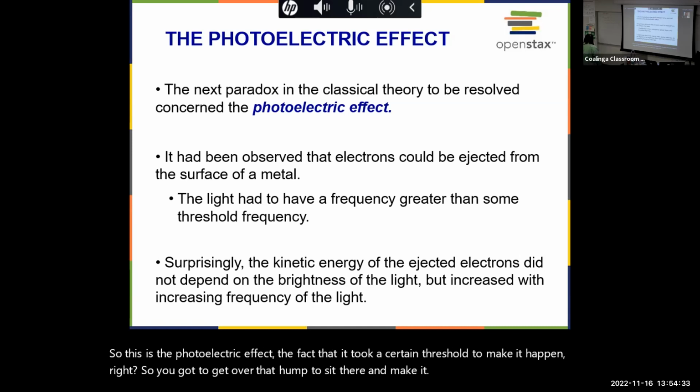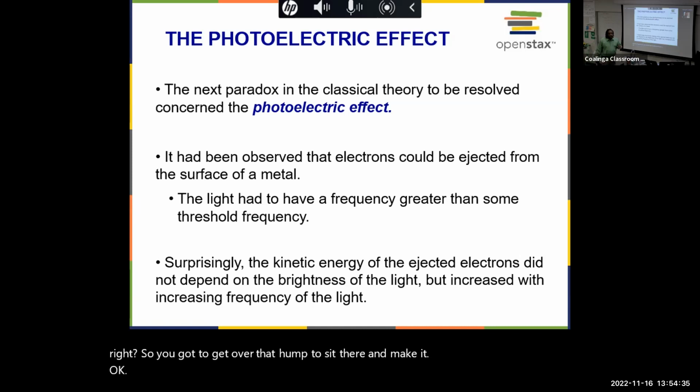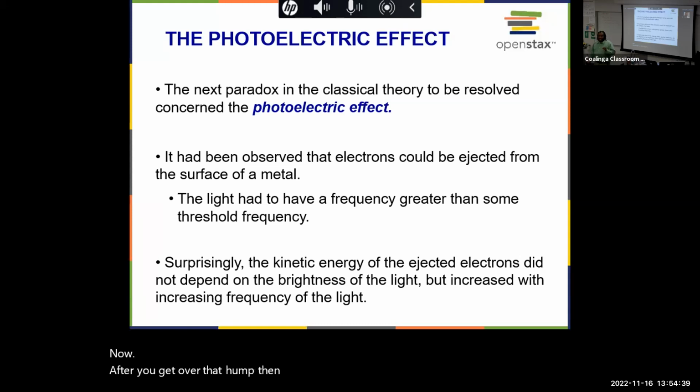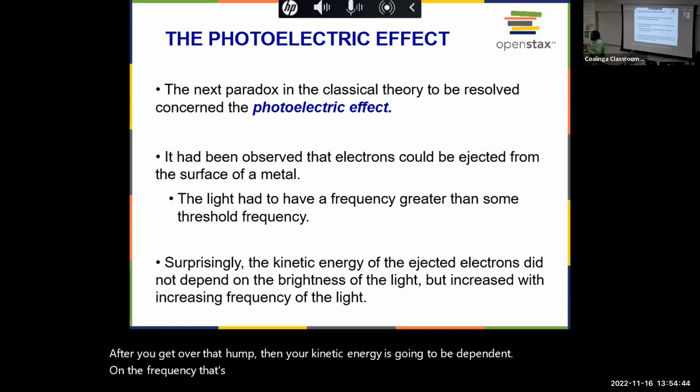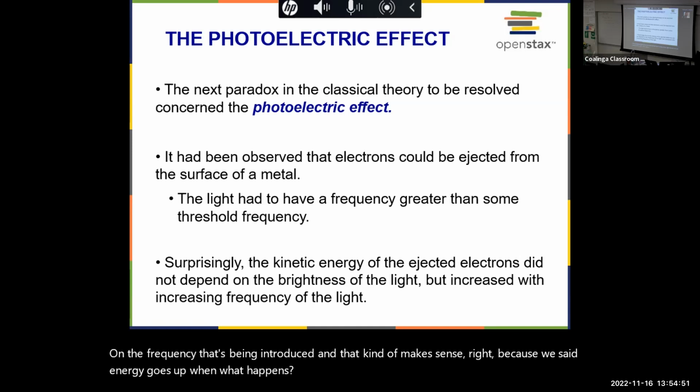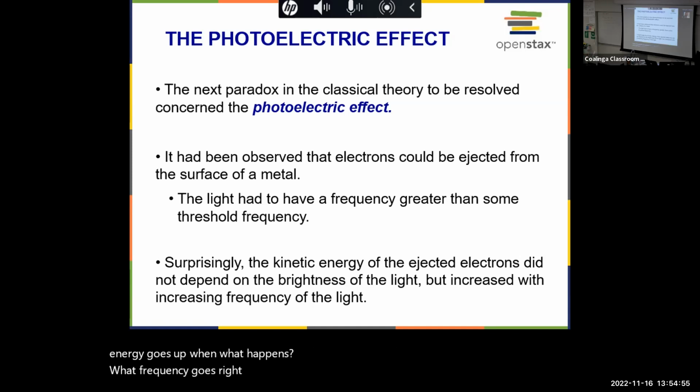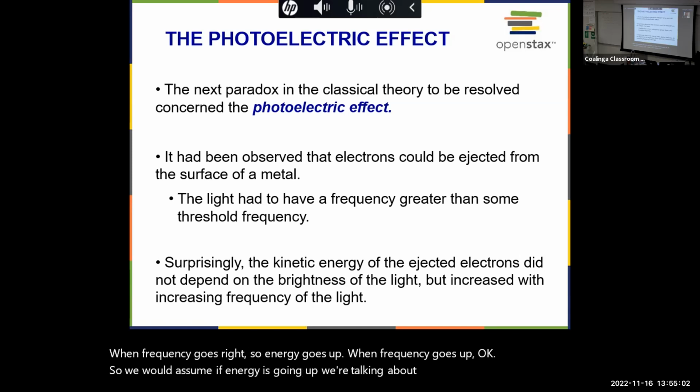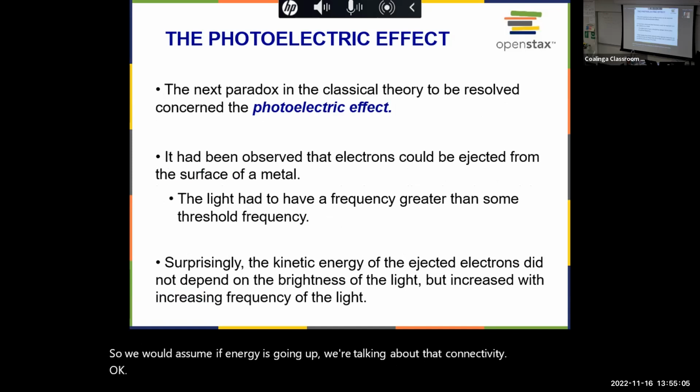After you get over that hump, your kinetic energy is going to be dependent on the frequency that's being introduced. And that kind of makes sense, right? Because we said energy goes up when what happens? Frequency goes up. So energy goes up when frequency goes up, okay? So we would assume if energy is going up, we're talking about that kinetic energy.